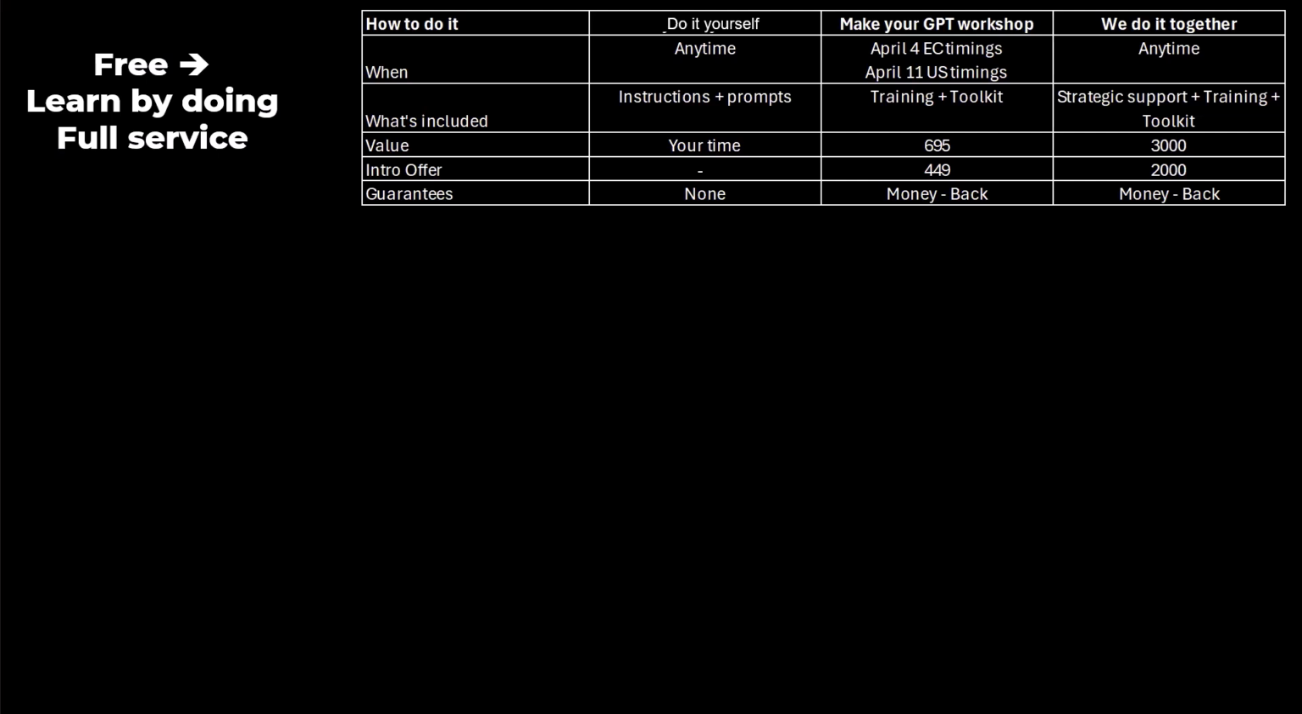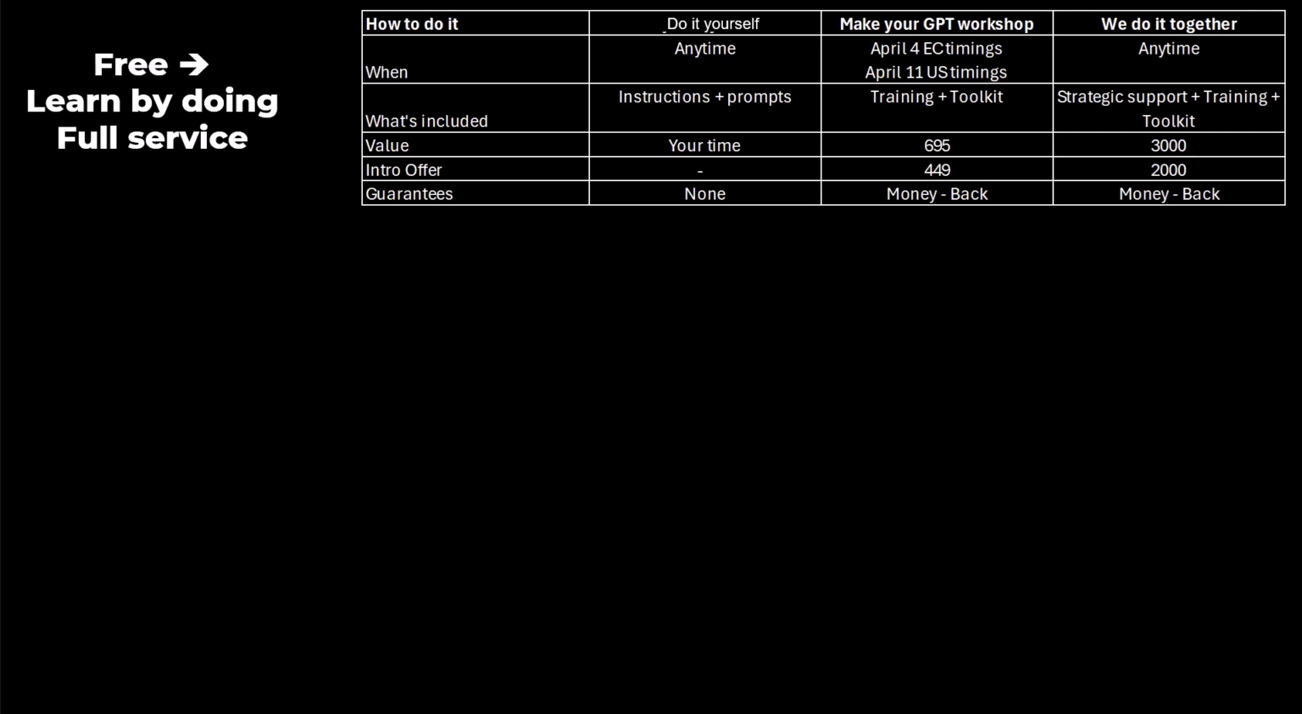As I talked about before, there are 3 options. Option number one, the simplest one, is do it yourself. You have the instructions, you have the prompts. The only investment you make is your time. There's no guarantee it'll work, but it should. Second, we're going to be doing a series of workshops, one in Europe and one in the US. What's included is we give a training, but we also give access to the toolkit to generate the ideas. The introductory pricing is $449, and we're going to be doing a money-back guarantee.